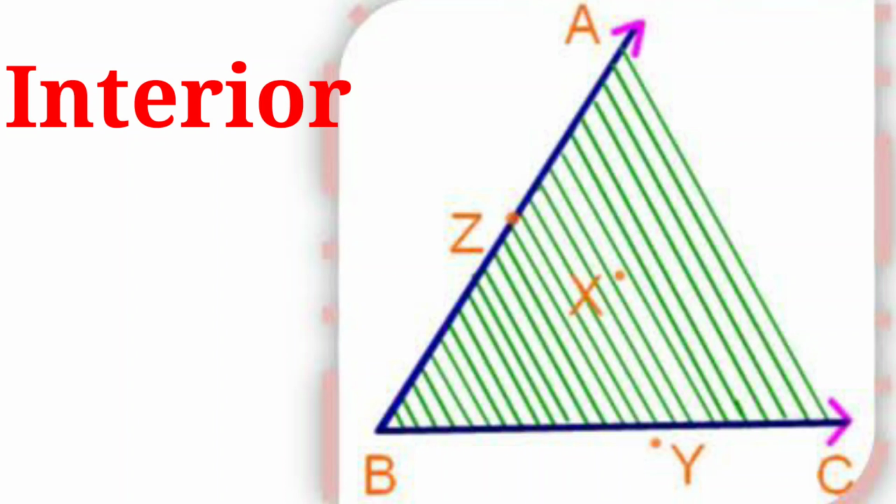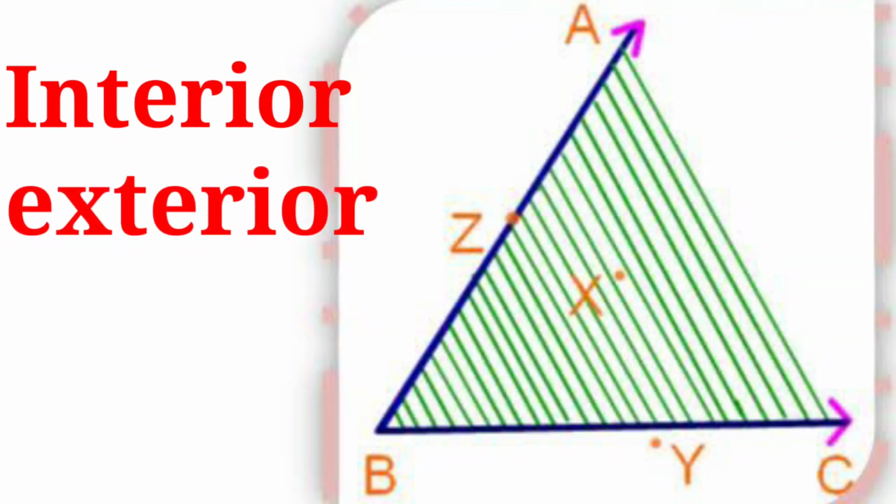Now let's see what we mean by an exterior point. As you can see here, the point Y is located outside the angle, or Y is not in the interior portion of the angle. So Y is in the exterior portion of angle ABC. So Y is the exterior point and X is the interior point. So that is all about exterior and interior points of an angle. So that is all about angle.